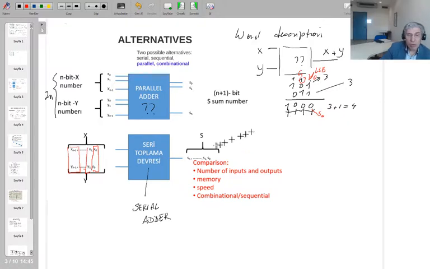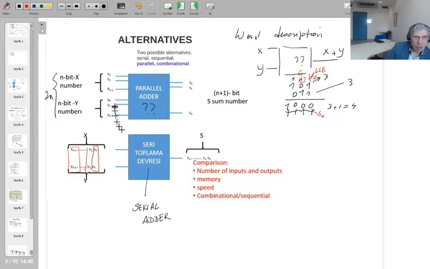You cannot see all these bits at the same time because there is one output here. At a time, you're going to see just one value. So that is the difference between this parallel adder and the serial adder. How does this affect the speed? If you apply all the bits at the same time, you get the output in a short time. In serial, you're going to wait until x1 and y1 are applied to the system.